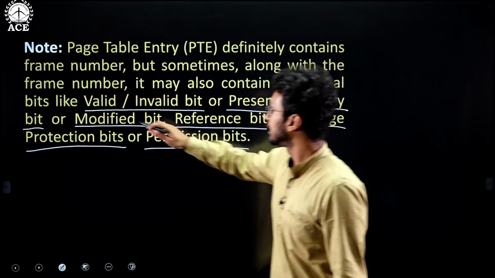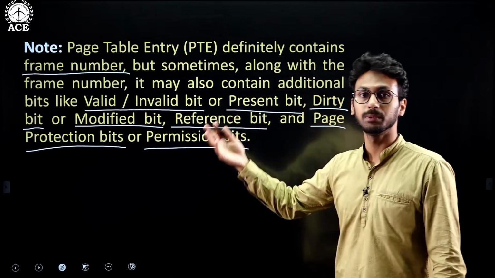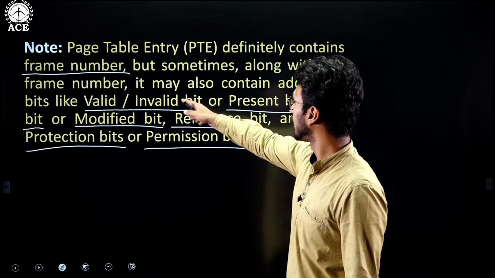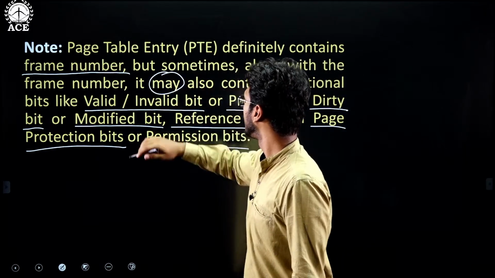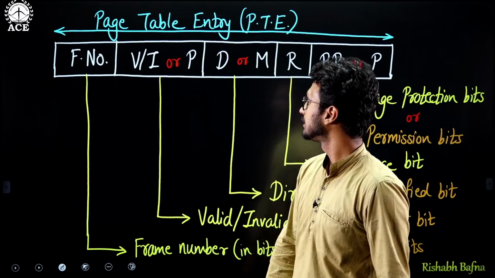The frame number will definitely be present, but apart from the frame number, all these things might be present. It is not that they will definitely be present; they might be present. It may also contain them. Done.